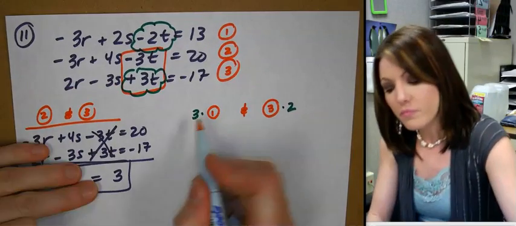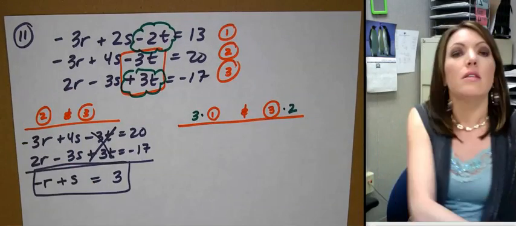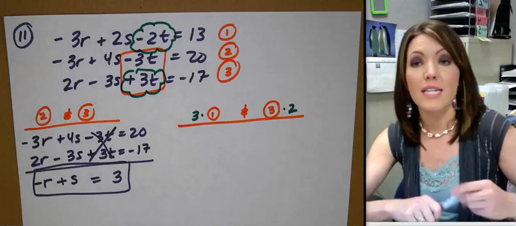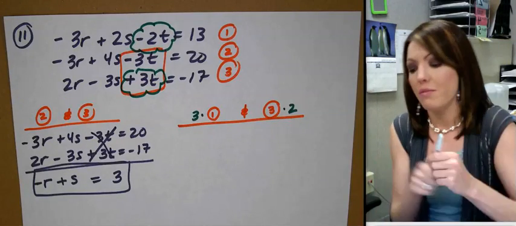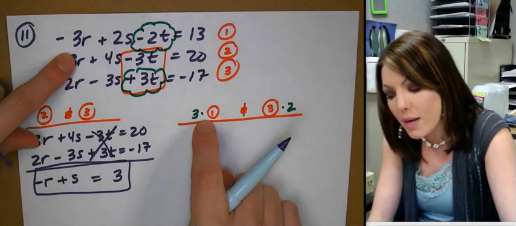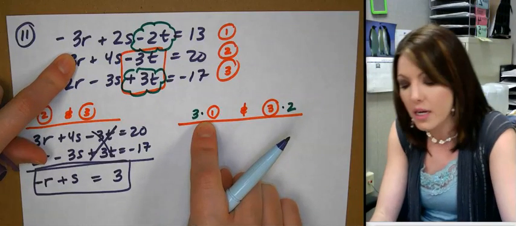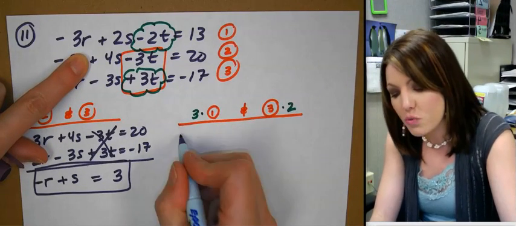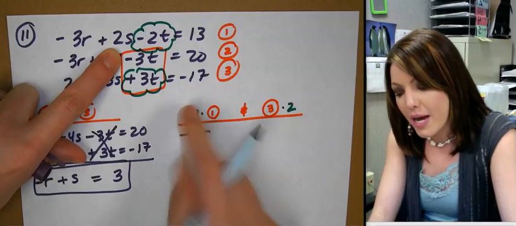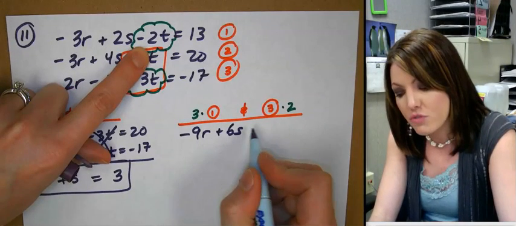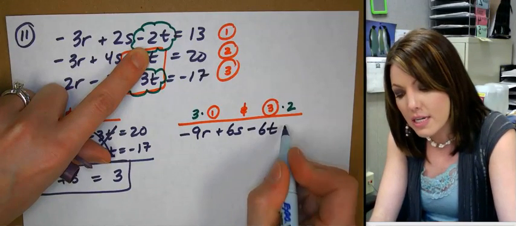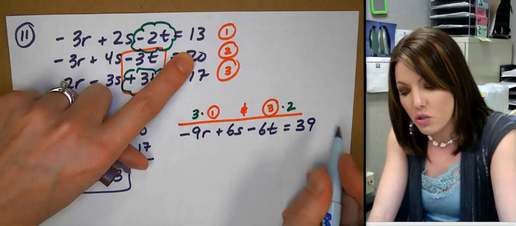Okay? I'm going to do that in my head so that I transfer it down with the multiplied versions, the beefed up versions. Okay, so what did I say? Equation 1, I'm multiplying everything in that equation by 3. So negative 3r times 3 is negative 9r. 2s times 3 is 6s. Negative 2t times 3 is negative 6t. And 13 times 3 is 39.